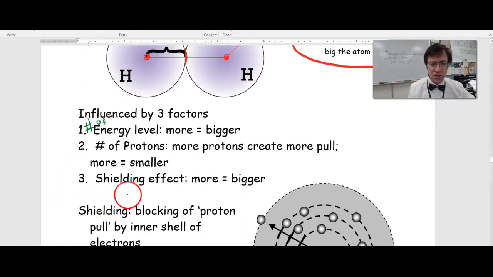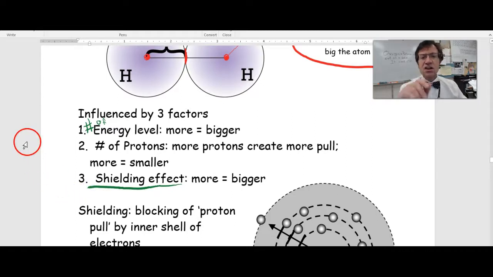The third one is shielding effect. Shielding effect works a lot like papers on your kitchen magnet. Remember when you're a little kid and you do something really awesome in school and you bring it home, like, hey, mommy, daddy, look what I did. And they take it and put it up on the kitchen refrigerator with a magnet.